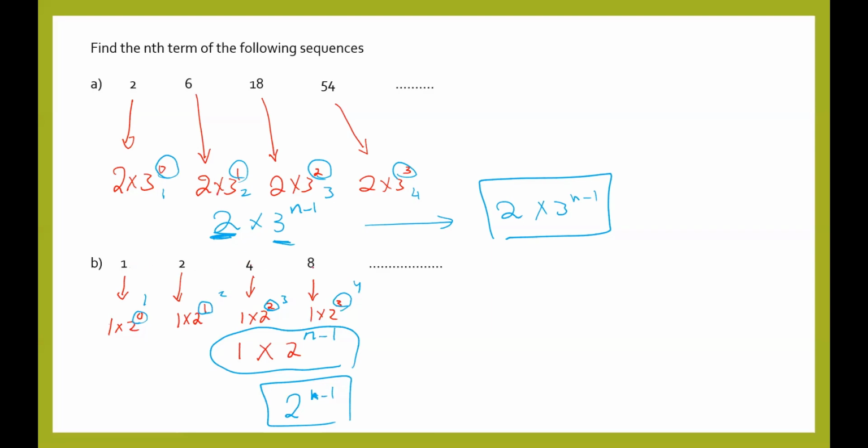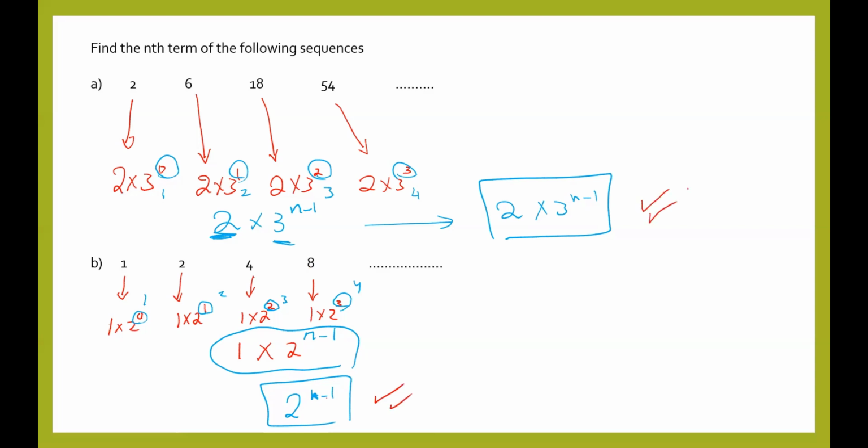If you get the first 4 terms as what's given in the question, then you are correct. You can just do a quick substitution here for the values of n. If we replace n by 1, 1 minus 1 is 0, 2 power 0 is 1. If we replace n by 2, 2 minus 1 is 1, 2 power 1 is 2. If we replace n by 3, 3 minus 1 is 2, 2 squared is 4. If we replace n by 4, 4 minus 1 is 3, 2 power 3 is 8. So our answer is correct.